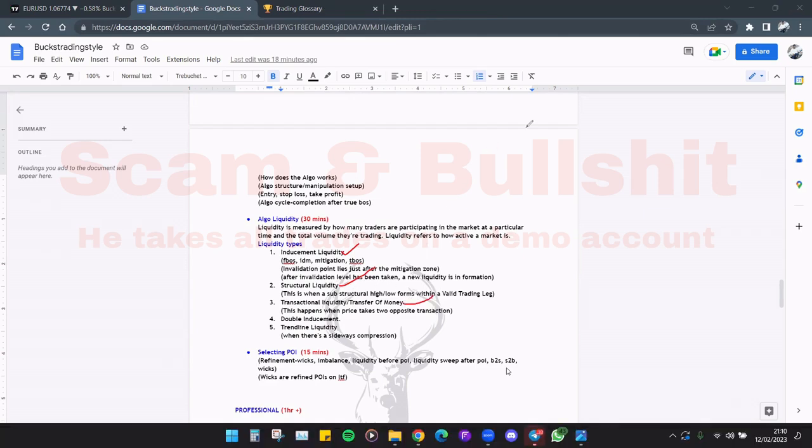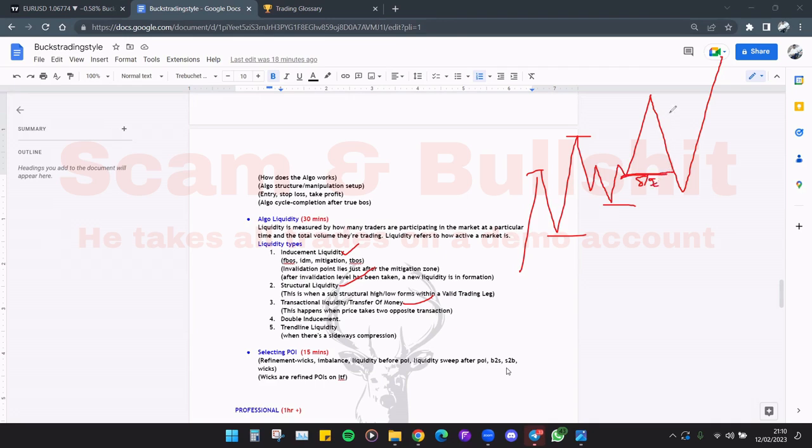And don't forget, for the SLQ to be valid, right? Let's say we have this. This is SLQ, right? If you want to mark the SLQ, price should take out the SLQ low and then go back up. Understand? Price should take out this SLQ before going to the TBOS. You understand? Yes. So 10 ILQ, 5 SLQ, 5 transactional liquidity.